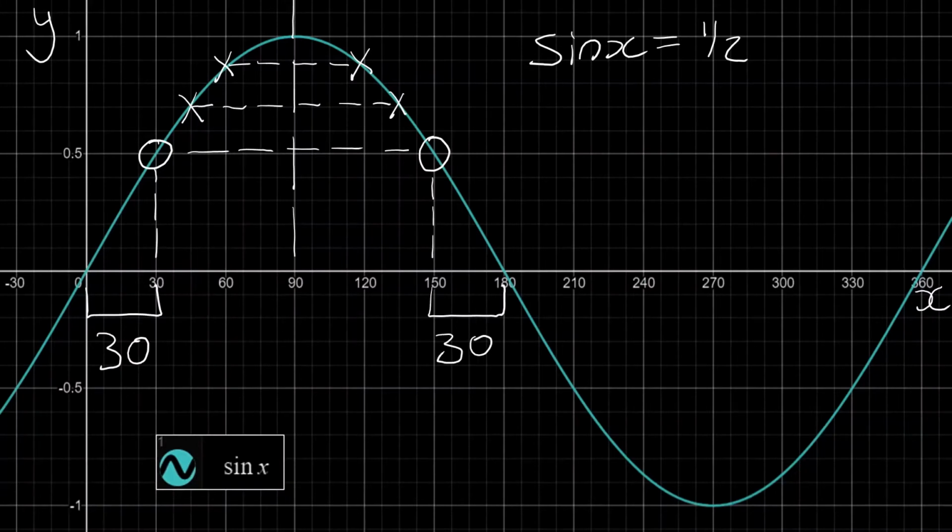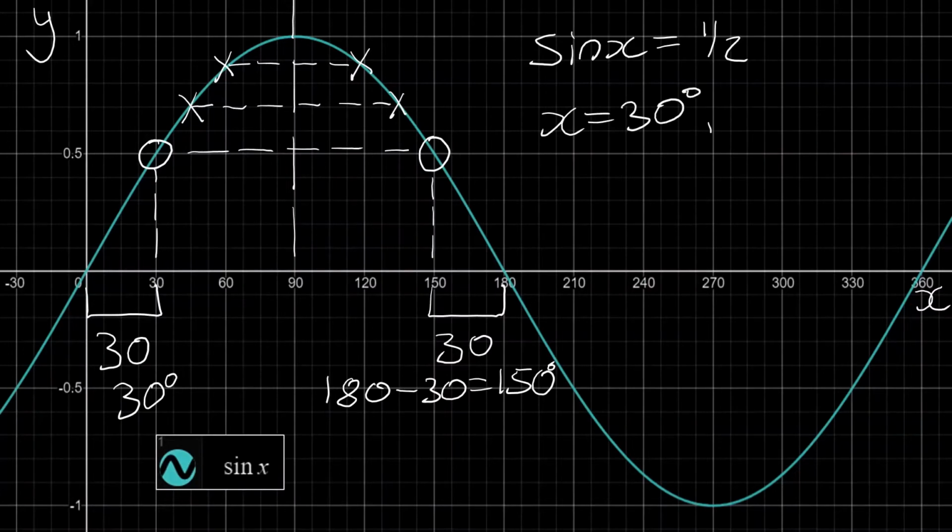And we can see the distance from both the start and the end of the sine graph, they're both 30 degrees away, which means that the first answer is 30 degrees. And we can see the second answer is just, you take away 30 from the 180, and you can see the second answer is indeed 150 degrees. So the two answers we got are 30 and 150.